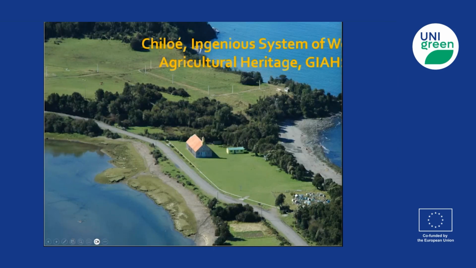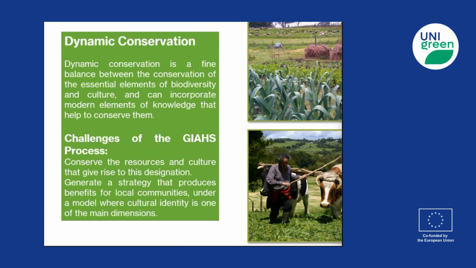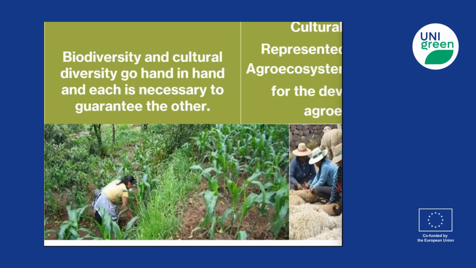This is Chiloé. It's an island in the south of Chile, Latin America, and it's one of the pilot experiments that I want to share with you. These are the conditions for a GIAHS site in Chiloé: they have biodiversity, they have a strong agrarian culture, and they have the traditional knowledge. And the idea is to conserve this genetic diversity, but not in advance, like, for example, what we have in different buildings. We need to have the conservation of varieties on fields with farms. This is the dynamic conservation, and also not only of potatoes but other crops.